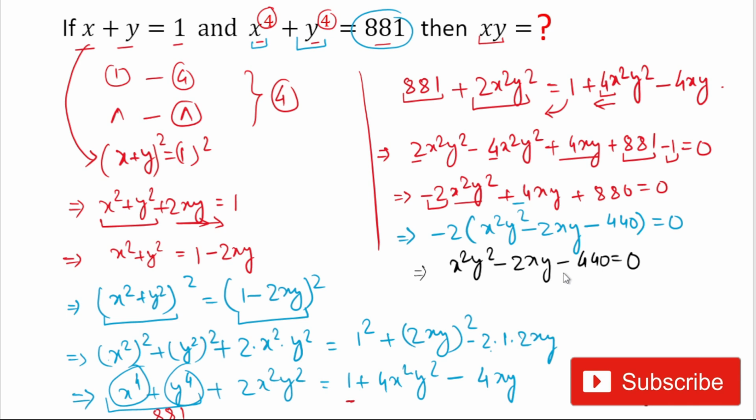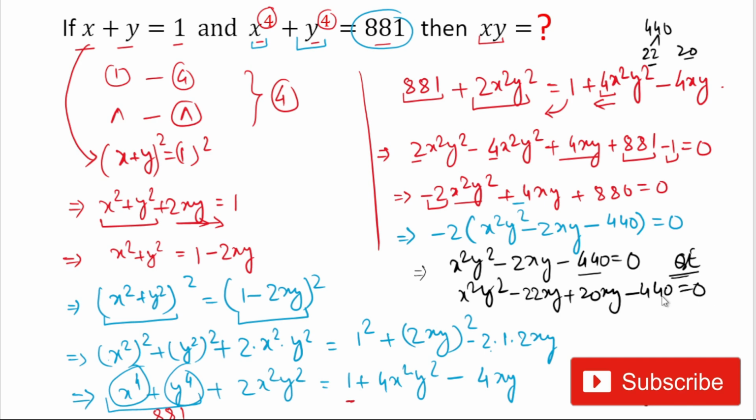So friends, if you look at this equation carefully, it is a quadratic equation. Now for solving the quadratic equation, we will factorize it. The term we have is 440, and we will factorize it. It is 22 and 20. The multiplication of 22 and 20 will be 440. So we'll write negative 2xy as negative 22xy plus 20xy. So here it is x square y square, and we'll write minus 440, equal to 0.